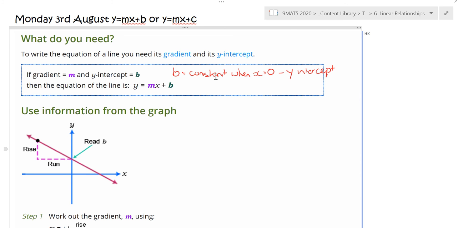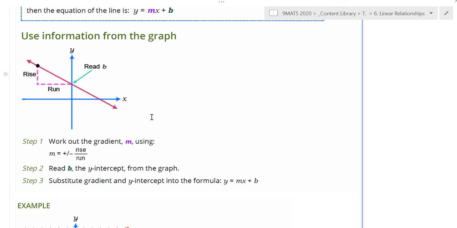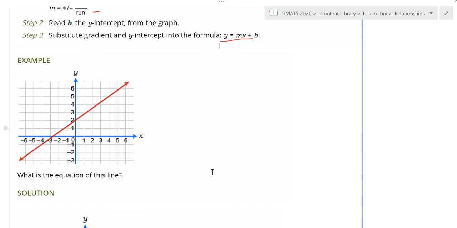Okay, so what we're going to do is use information from the graph like we've been doing up to date. If we have 2 points, we're going to work out the rise and the run. We're going to work out the gradient using the formula m equals rise on run, and we're going to look at the sign and put in the sign. Then we're going to read off the graph the point where x equals 0, which is the y-intercept. We're going to read the y value, and we're going to substitute those two values into y equals mx plus b. So let's have a look at this example.